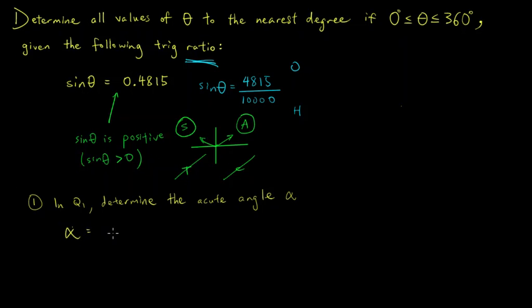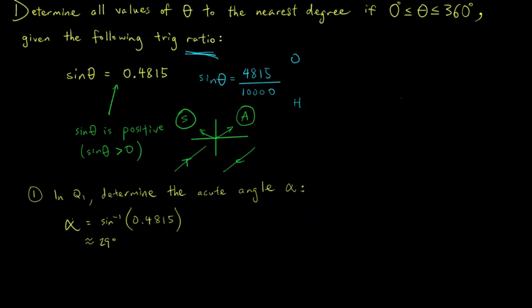Alpha is equal to the inverse sine of 0.4815, and if you punch that into your calculator rounded to the nearest degree, this is going to equal about 29 degrees. So we found our first angle, the acute angle in quadrant 1, and now we're going to find the angle in Q2.